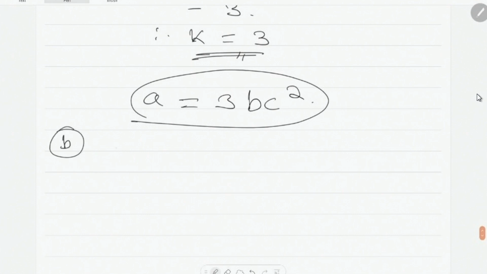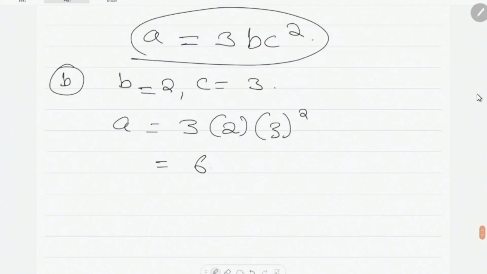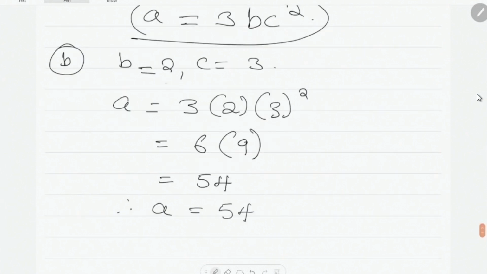So part B, I'm looking for the value of A when B is equal to 2 and C is equal to 3. So A will be equal to 3 multiplied by 2, then multiplied by 3 squared. So this will give me 6, then 3 squared, that will give me 9. And then 6 times 9, that gives me 54. Therefore, the value of A will be equal to 54 when B is equal to 2 and C is equal to 3.